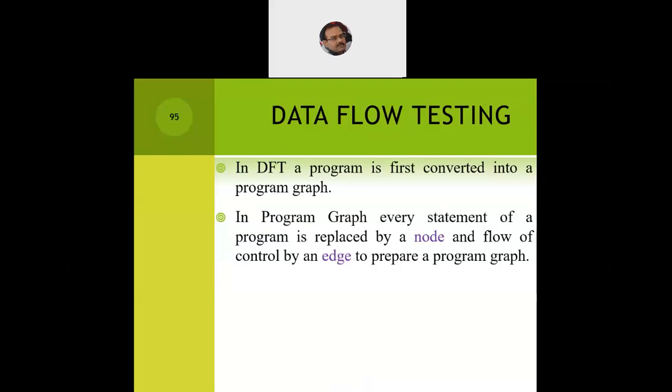Any graph will have vertices and edges. So here we say the statement of a program will be replaced by a node, what we call a vertex, and the flow of the control by an edge. An edge, as we are all familiar, will always connect two nodes in a graph, and there could be a single path, there could be many paths in a given program graph.